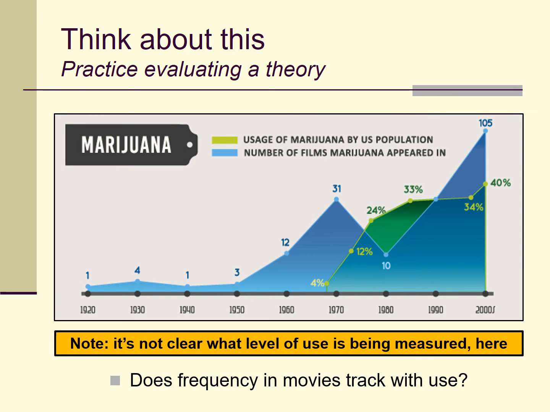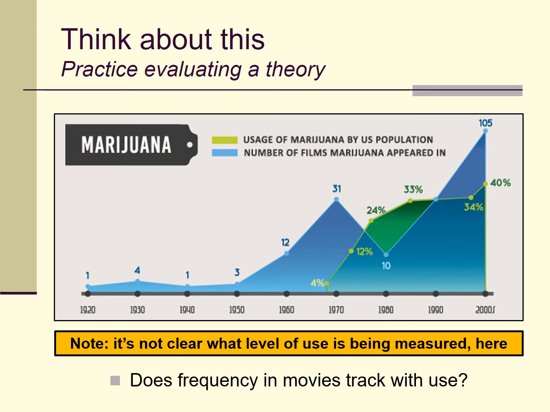Here is a graph from the New York Film Academy that looks at the usage of marijuana in the general population and the number of films in which marijuana has appeared over the last century or so. A couple points about this graph. I actually don't like it very much because it's not clear to me what level of use is being measured, whether they are measuring daily use or occasional use. There's no y-axis on this graph, so it's a little bit difficult to know exactly what's being measured.